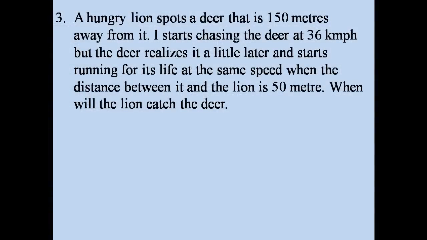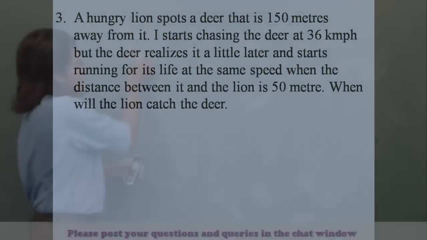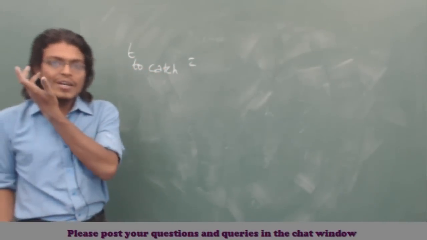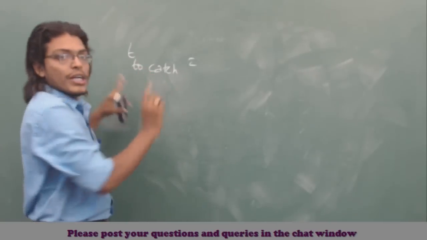A hungry lion spots a deer that is 150 meters away from it. It starts chasing the deer at 36 km per hour, but the deer realizes it a little later and starts running for its life at the same speed. Note that carefully, at the same speed, when the distance between it and the lion is 50 meters. When will the lion catch the deer? That is the question. So, the time taken to catch. You have that keyword in the particular question.